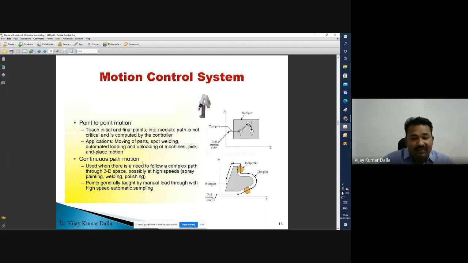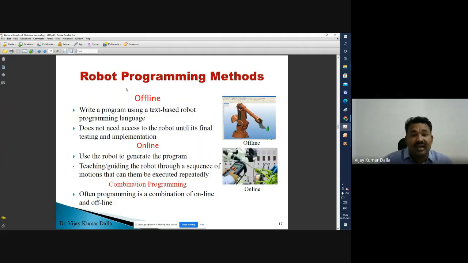Continuous path motion is used when there is a need to follow a complex path through 3D space. You can observe this in the below figure. The path is not simple, it is a complex kind of thing, but the path is very important here, we cannot avoid it. Okay. And regarding robot programming methods, there are three methods. First one offline mode, second one online, third one a combination of both.